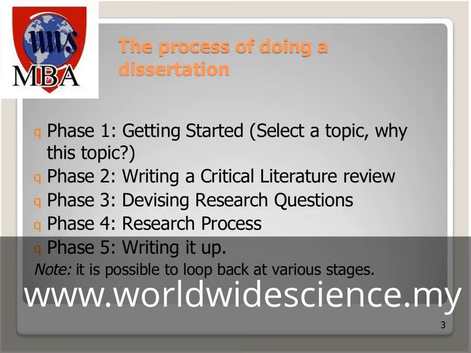The process of doing a dissertation, as I told you, includes 5 phases. Phase 1, getting started, meaning that you select a topic and explain why the topic. Why the topic means that you give the research objective, research problem, and research question. By these three we can support why we choose this topic.